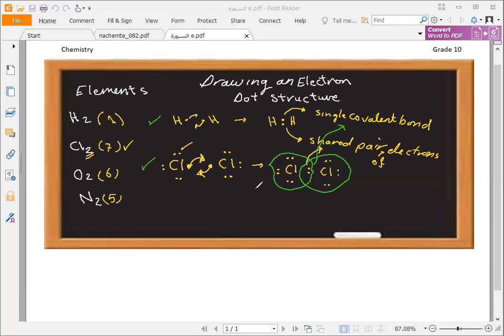Mister, I have a question about hydrogen. How is hydrogen stable when it only has 2 electrons? Hydrogen is an exception, because hydrogen tries to be like helium, which has 2 electrons. Hydrogen is satisfied with 2 electrons, only hydrogen, as an exception.